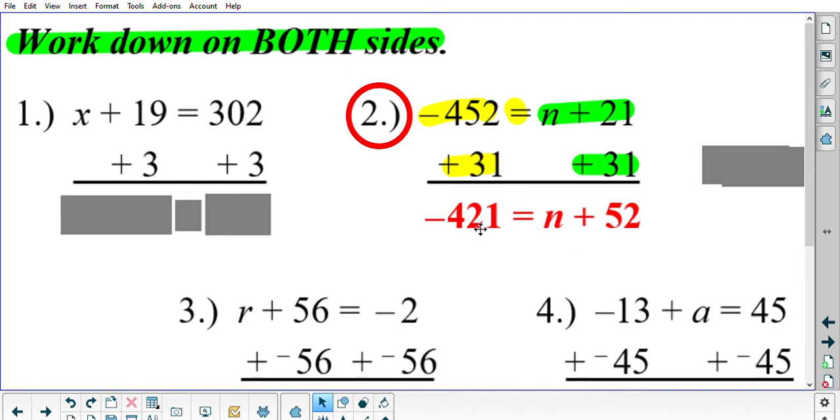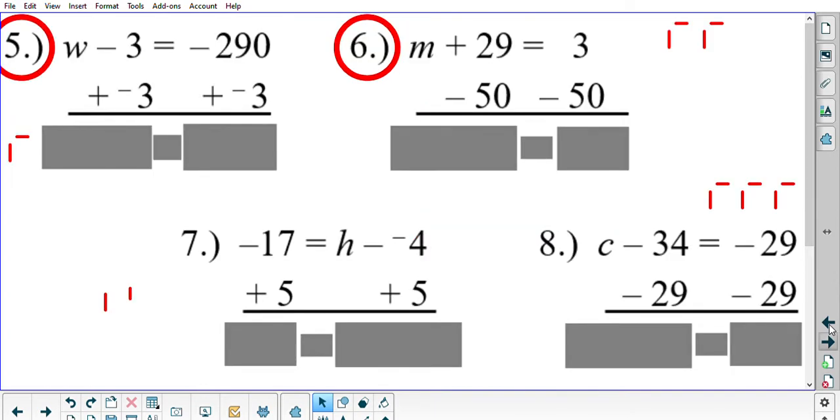The left-hand side gave us negative 421. The equal sign is directly below where it used to be. This is how you work down whenever you do whatever you want to both sides of an equation. You just got to do the same thing to both sides. This is how you work down on both sides. All right, we're going to skip 1, 3, and 4 for now. You will eventually come back and do them.